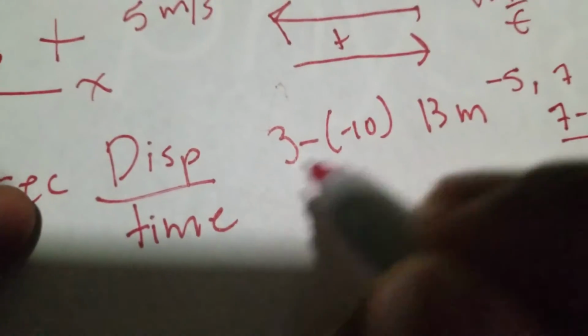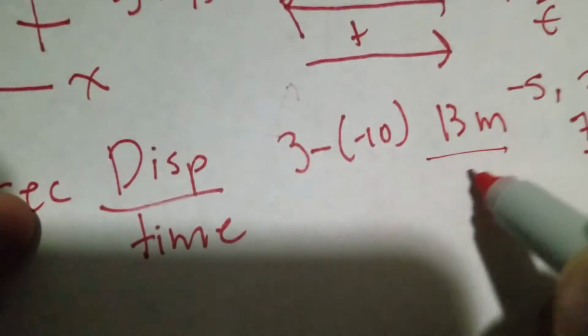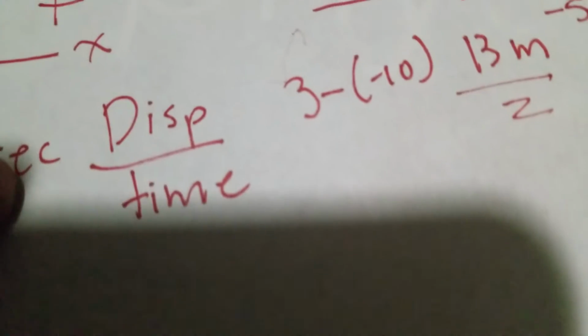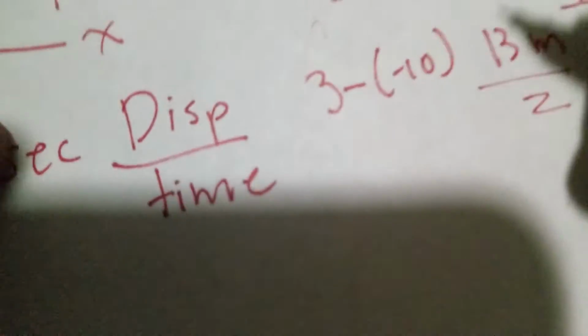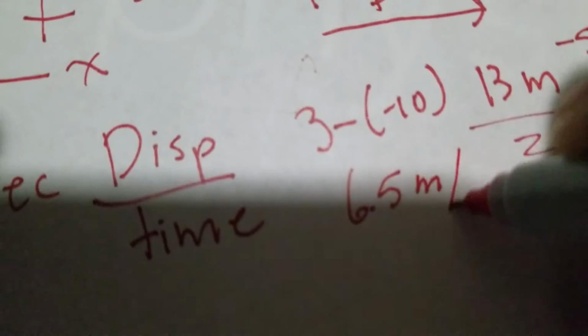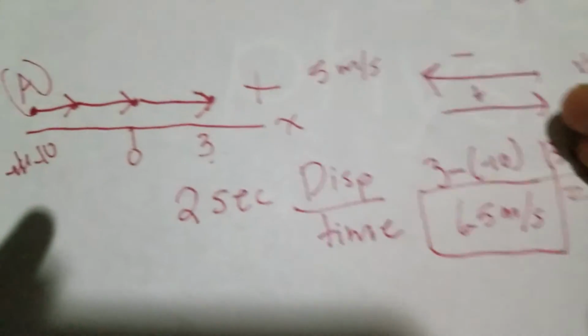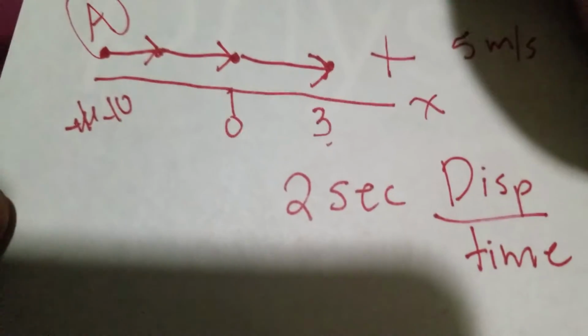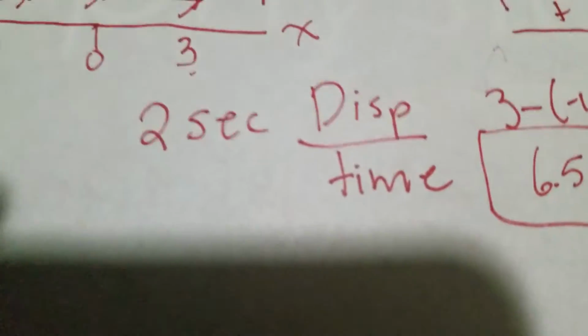And the time we discussed earlier was 2 seconds. So 13 divided by 2 would give us a positive number. It would give us 6.5 meters per second, which is a positive number, which is a positive velocity. So we proved that as object A is going from left to right, it has a positive velocity.